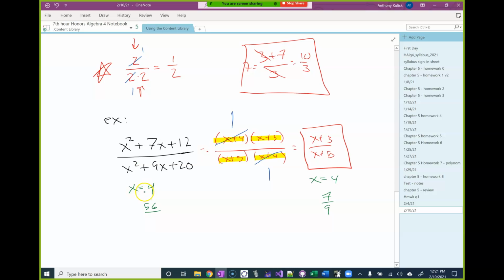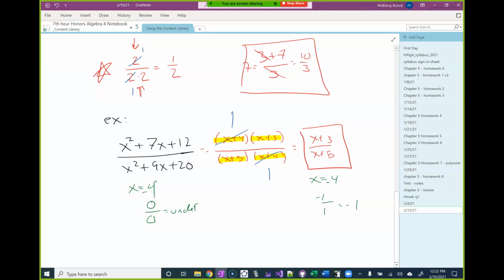Well, I meant to do -4. So that gives me -1. -4 gives me 16 minus 28 plus 12, so that's going to give me 0. And then 16 minus 36 plus 20. Are those two things equal? Is undefined equal to -1? No, right?